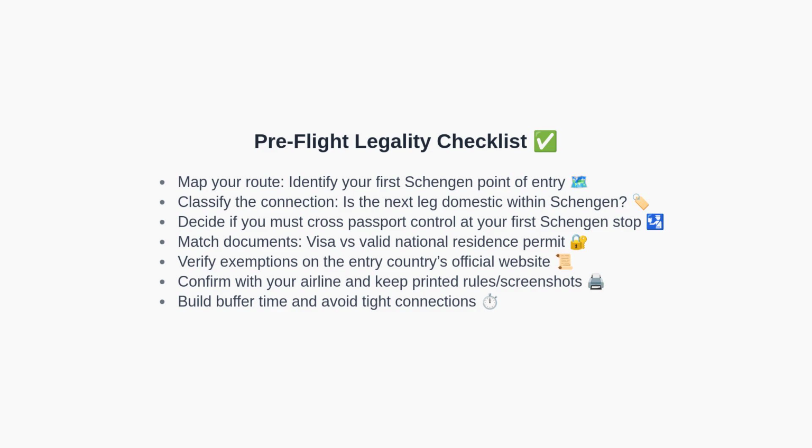Next, follow this pre-flight legality checklist. First, map your route and identify the first Schengen point of entry.